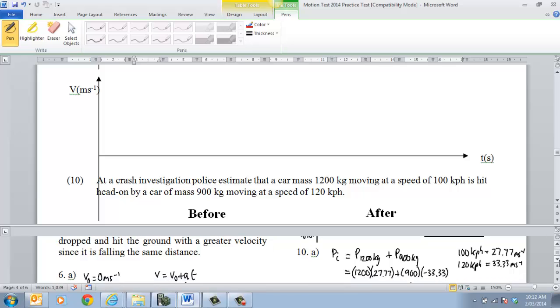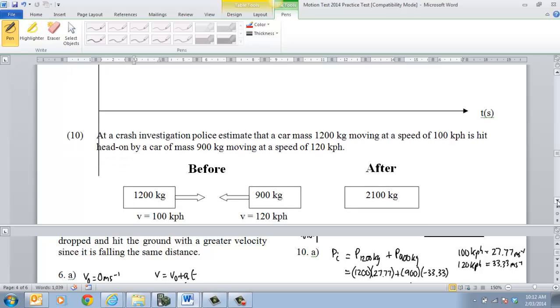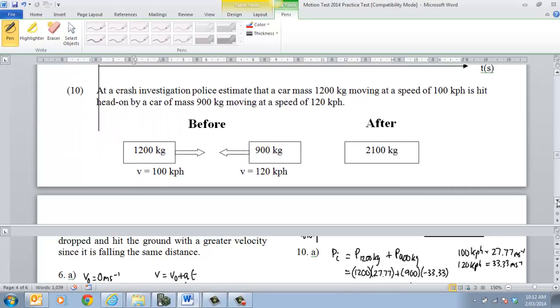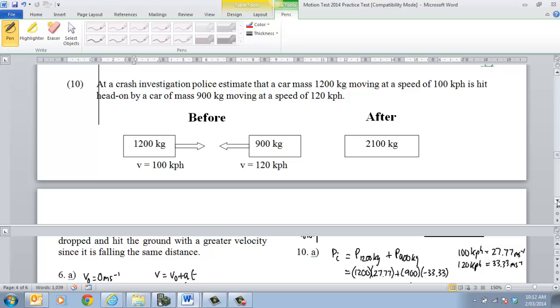Question 10 is a question about momentum. We've been through a couple of these in the velocity video recently. So there's the before situation and the after situation. If we start looking at the momentum of the cars and the truck or whatever they are, you need to know the mass and you need to know the velocity, and multiply them together.